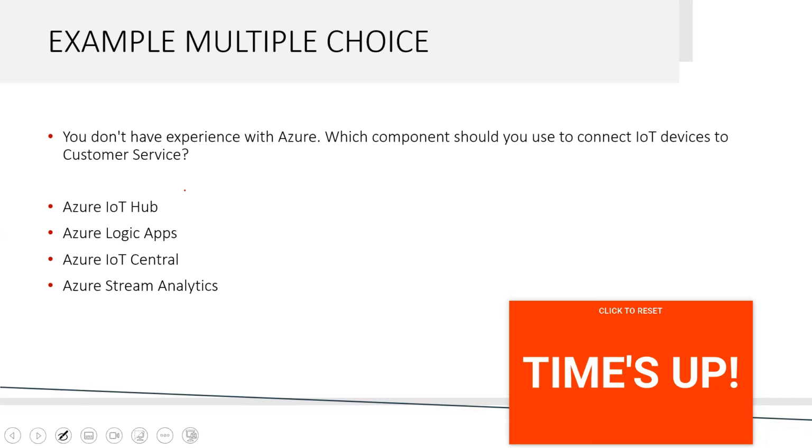Again, the question is going to appear the same. If you do not have any experience with Azure, which component can you utilize to connect your IoT devices? So there are some tools available now. This time, the first tool is Azure IoT Hub. Are you going to use this one? If you do not have the Azure experience, are you going to use the Azure Logic app to connect your IoT devices? Are you going to use the Azure IoT Central to connect your devices, or Azure Stream Analytics to connect your devices? So let's get your answers on the chat and let me start the timer now.